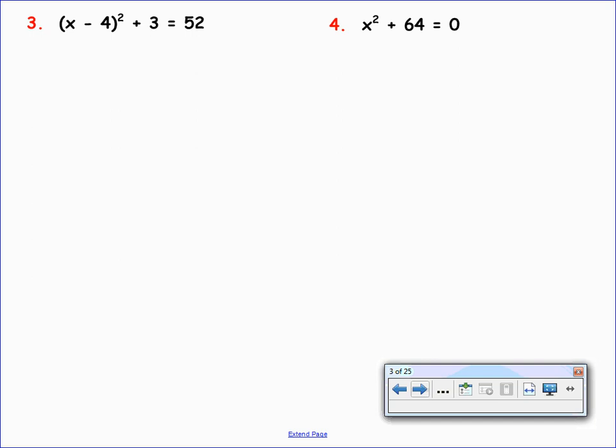So do I have multiple variable terms in number 3? Do I have multiple variable terms in number 3? Hans? No. No, I've got a single variable term, quantity squared. And so again, I'm going to solve by taking square roots.